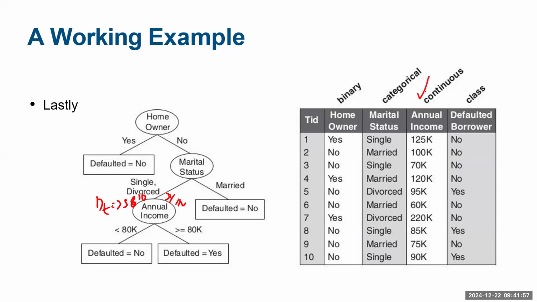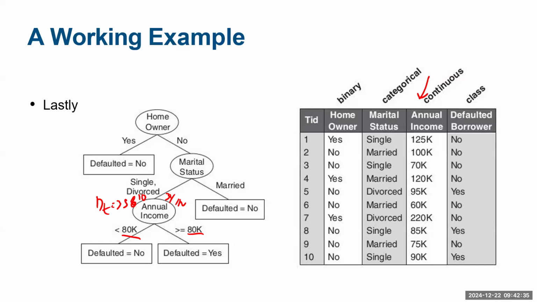That's my last attribute, right? My last attribute is the annual income. And the annual income is a real value. So when it's a real value, we actually have to compare the value to some constant. Here I pick 80K. You can pick any number. You can pick 100K, 120K, or 5K. You can pick any number for the comparison.